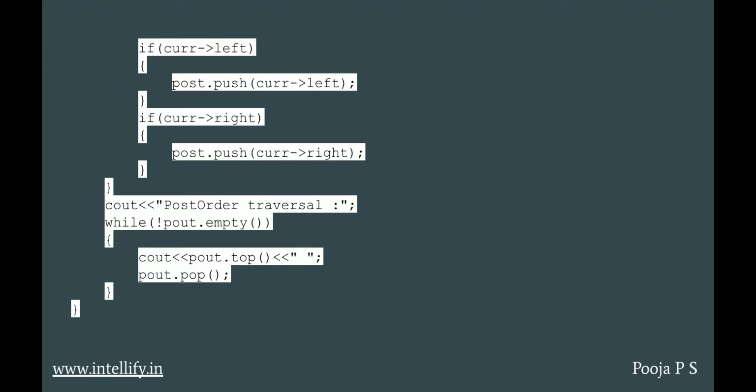We are checking the condition here. If cursor of left exists, then post.push of cursor of left is executed. If it is pointing to the right, then we are calling the push function. Then we are printing the post-order traversal, by checking the while condition.